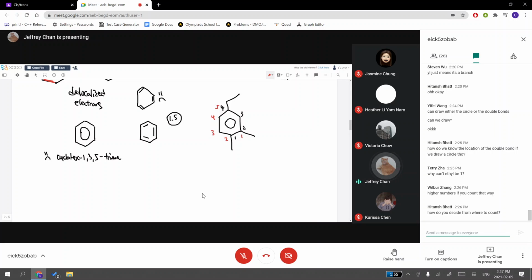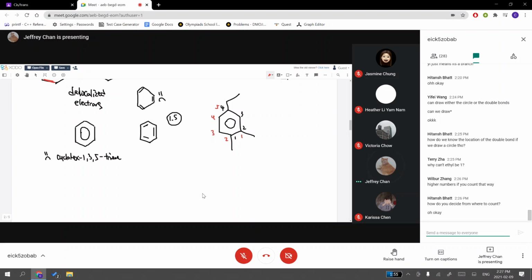Right? This is the only way to give it the lowest number. Okay? And they have all the same importance because they're all single bonds, right? So yeah, this would be 1,2-dimethyl, 4-ethyl. All right? So this one should be okay.